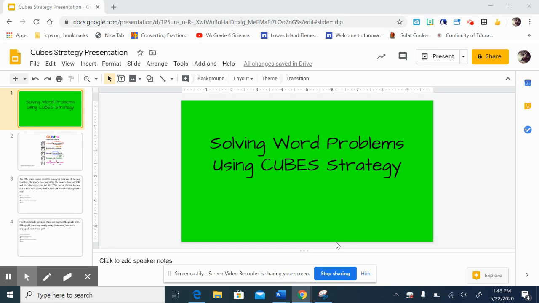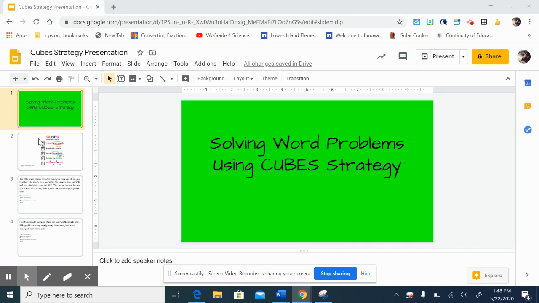So often I see fifth graders jumping straight into solving without thinking through the entire problem and slowing down to analyze the steps. And the CUBES strategy really helps them to slow down, think about the different parts of the problem, think about the math action words, and allow them to solve accurately.